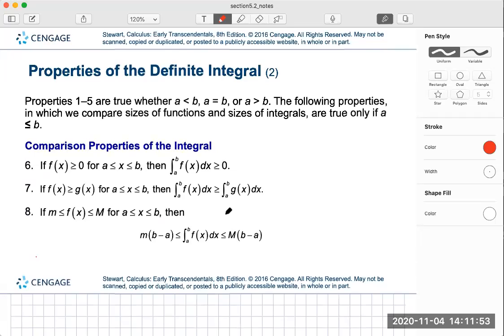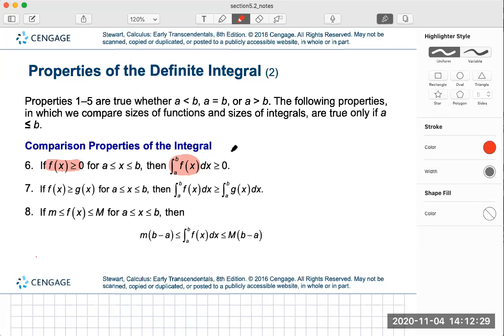And similarly, we have the comparison. If the integrand f(x) is positive for any x between a and b, then the integral of this positive function will also be positive. Makes sense, right? Because an integral is a sum, and a sum of all positive things will give us a positive number.